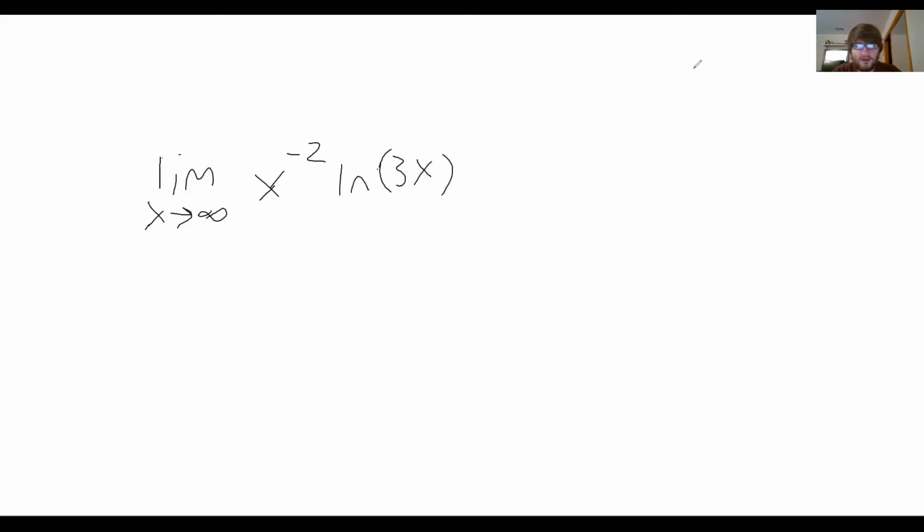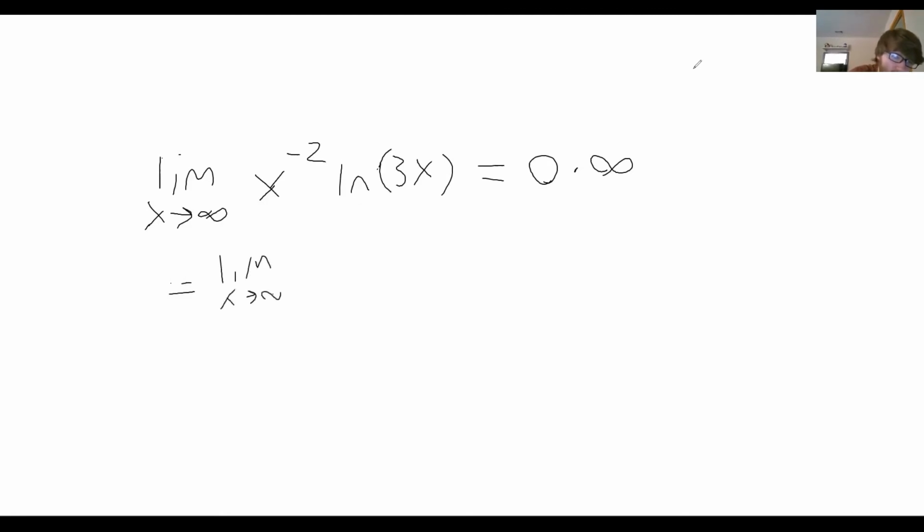And finally, here's our last example. So we have the limit as x approaches infinity of x to the negative second power times natural log of 3x. So looking at this immediately, if we plug in infinity, x to the negative 2 is 0 as x approaches infinity, times natural log of 3 times infinity is just going to go to infinity. So we can't really do anything with it like that now. But what we can do is just rewrite this. And this is a not too bad version of this kind of problem.